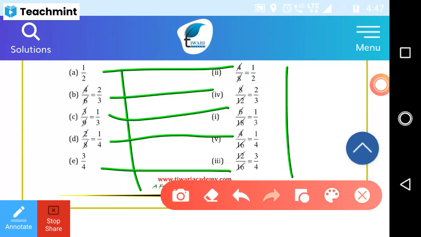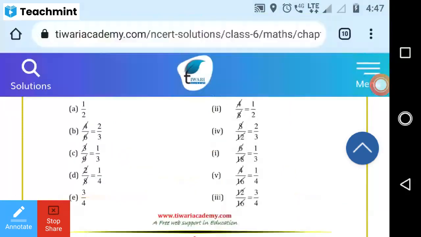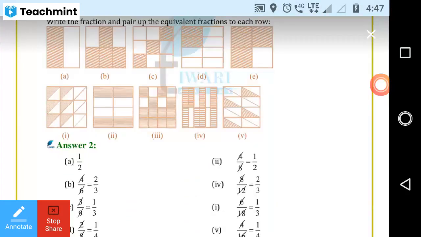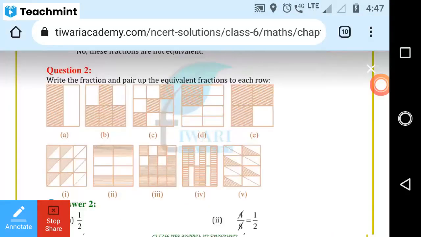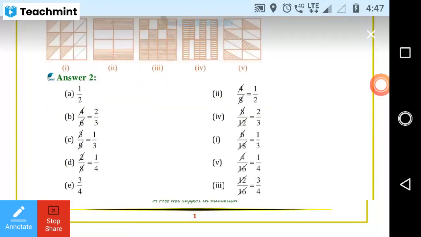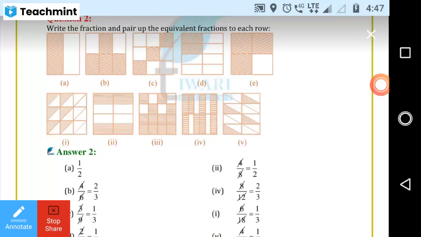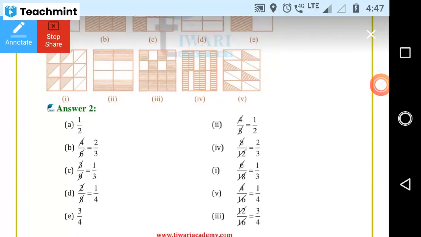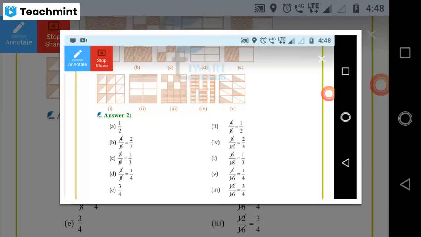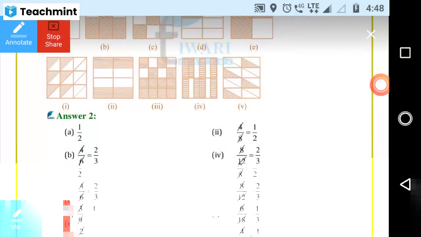I just sent this one to you in the group. After that you can write down. I already sent the notes to you. Ma'am, you gave the notes till integers only. Okay, I just sent today. You just complete the pair. Okay, I just sent this one.